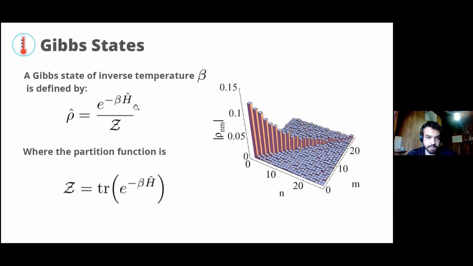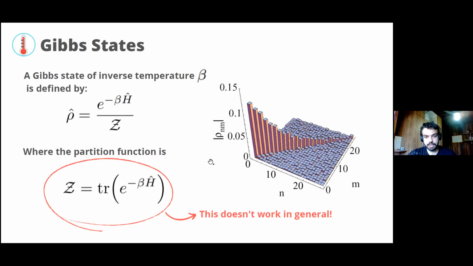A Gibbs state is usually defined by this expression here. You can see my cursor, right? A Gibbs state is defined by this expression whenever the Hamiltonian is time independent and sufficiently well behaved. We're going to discuss a little bit about the subtleties. But the point is the Gibbs state is e to the minus beta H divided by Z. This is a way to reconcile quantum mechanics with some basics of statistical mechanics, so that the probability of finding the state in a given place is proportional to e to the minus beta times the energy of the state. And the partition function, of course, is what ensures the trace of this operator is one. It can be written as the trace of e to the minus beta H.